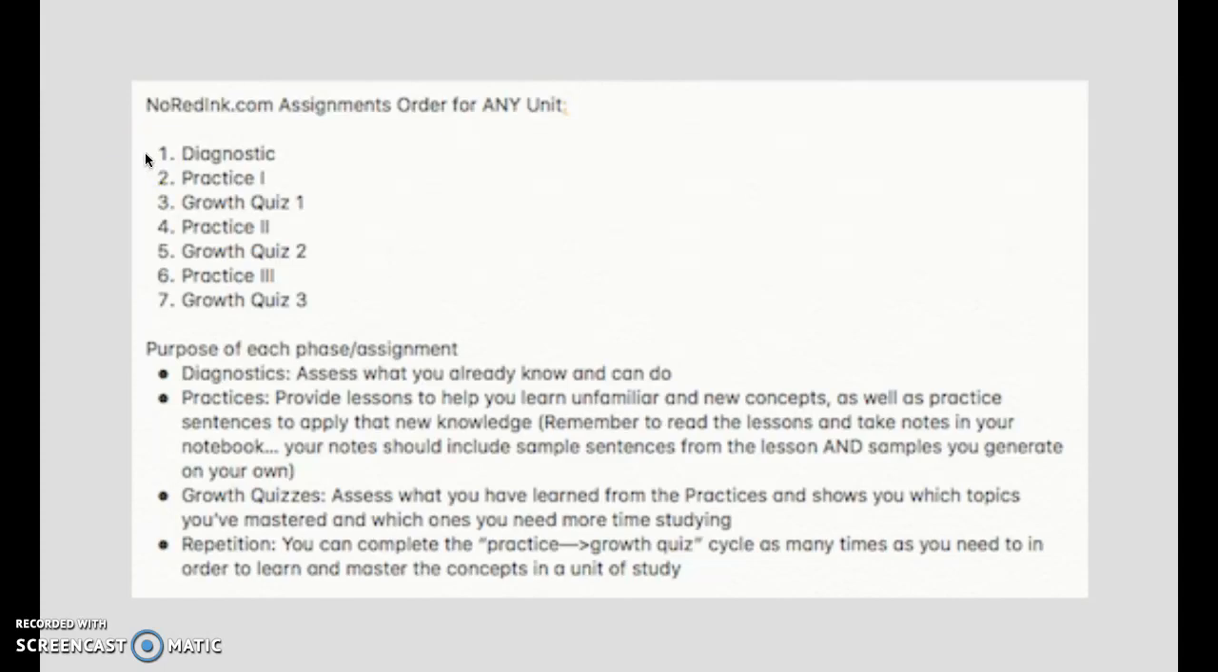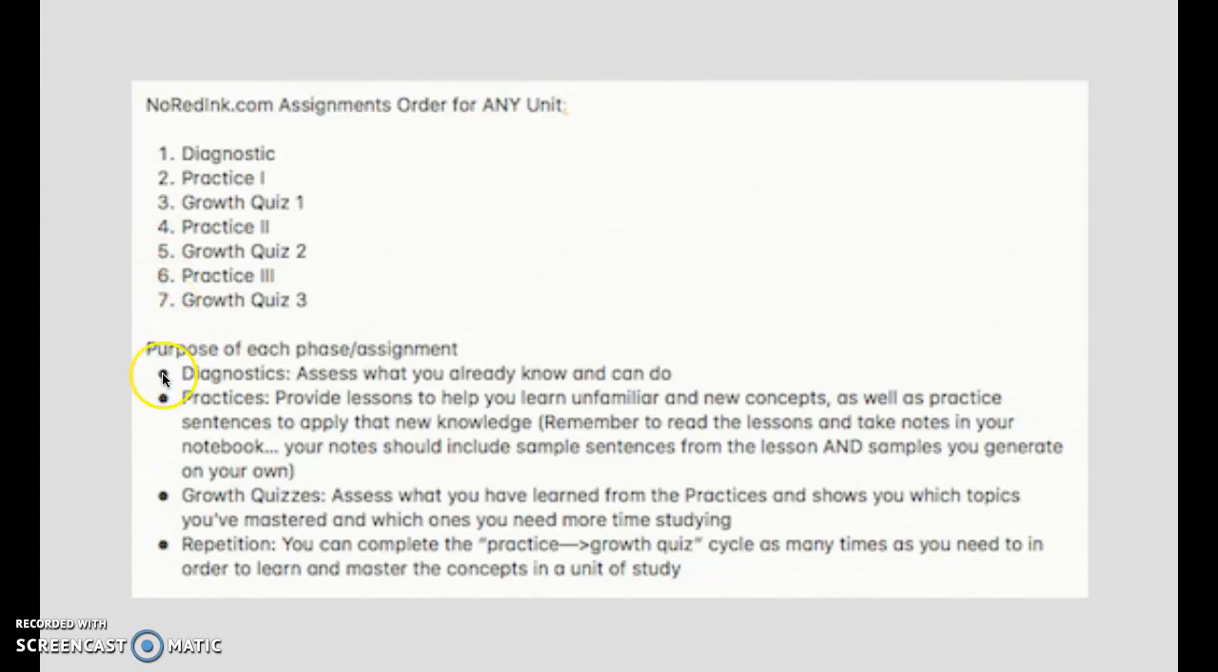Here's the order of assignments. First, you do a diagnostic. Second, you do a practice. And usually the practices are numbered, but the first one may not be numbered. So if it just says practice, assume that is the very first practice, or practice 1. Then you go to growth quiz 1. Then you go to the next practice in order and so forth. You just keep repeating practice and growth quiz until you have mastered the concepts, okay?